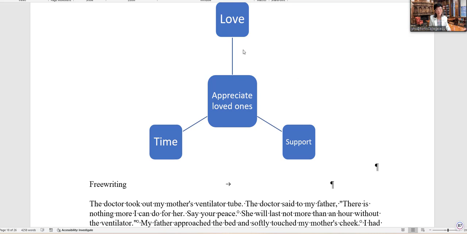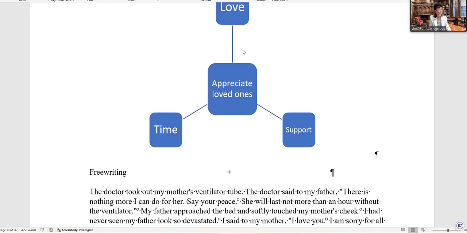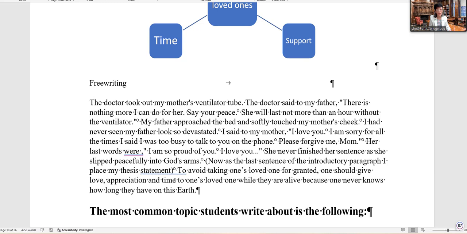Okay, brainstorming, mapping, clustering. And then this is known as free writing, where I wrote about my mother's death. At the time I wrote this, I wrote about how she died, and she died of COVID. And so the doctor took out my mother's ventilator tube. The doctor said to my father, "There's nothing more I can do for her. Say your piece. She will not last more than an hour without the ventilator."